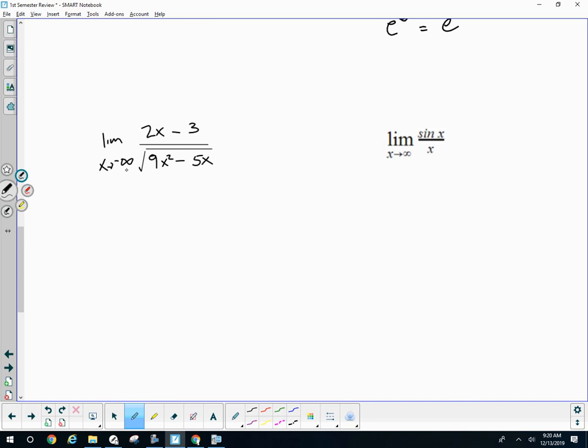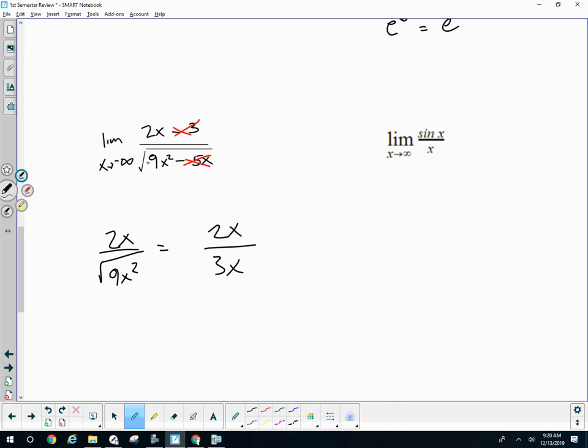If you have a square root, now you would think, okay, the 3 is gone, the 5x is gone compared to the x and the x squared. But then I'd have 2x over root 9x squared. Now the root 9x squared can simplify to be 3x, but you got to be careful.